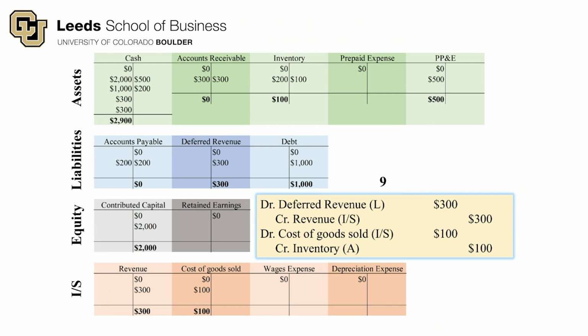Okay, transaction number 9, we're going to earn the deferred revenue. So we'll debit deferred revenue to zero it out, and then we'll transfer that balance into revenue. You can even think of it as transferring the credit from deferred revenue to revenue. And then also we're going to transfer that debit of inventory to be a debit in cost of goods sold. So here we go. We've got another $300 of revenue and another $100 of cost of goods sold. We also have zeroed out our deferred revenue, and now we've zeroed out our inventory as well. We've sold the last of our inventory.